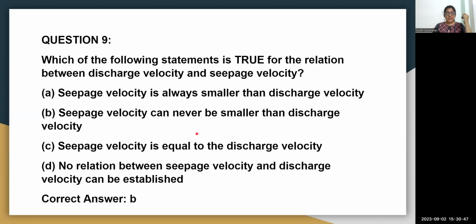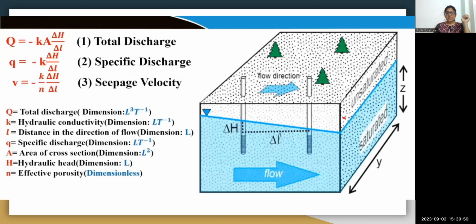So seepage velocity can never be smaller than discharge velocity is the correct option for this answer. And the relation between seepage velocity and discharge velocity is, you can see here, this is giving the seepage velocity. So K into delta H by delta L will give us the discharge velocity. So discharge velocity by N will give you seepage velocity.